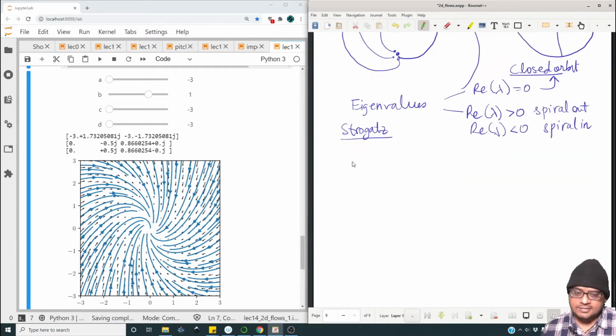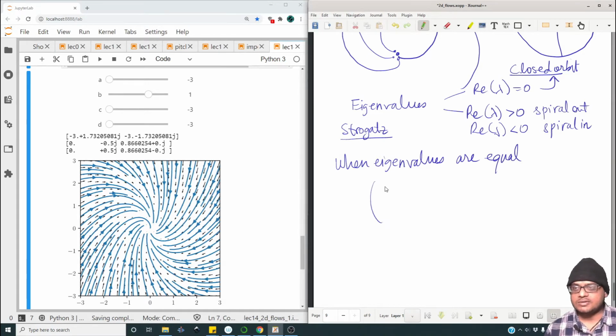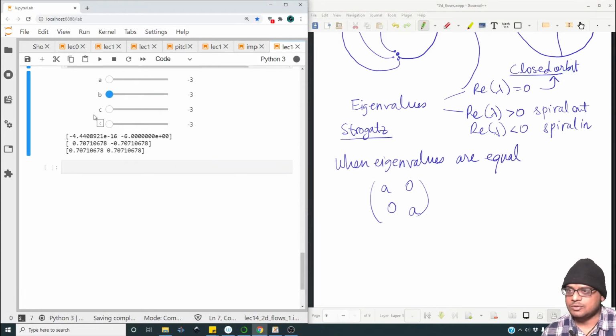Now the other case that is quite useful is when the two eigenvalues become equal. When eigenvalues are equal, the system will look something like this. This has equal eigenvalues. Then what happens? Let us change the slider and see. So when A and D become equal, and the other two things become 0.